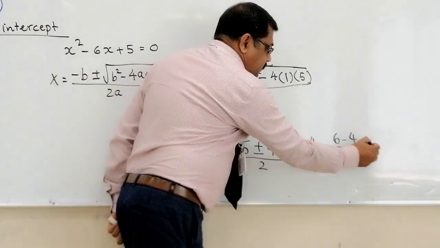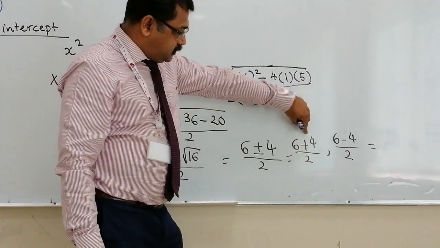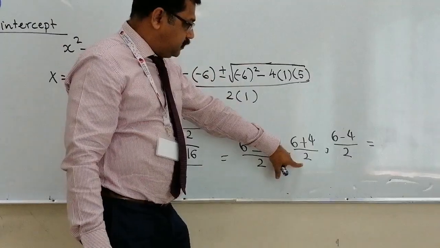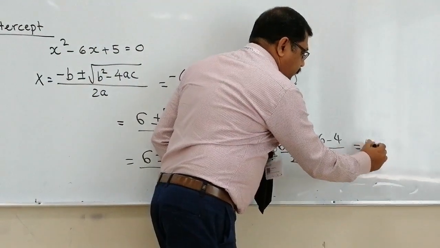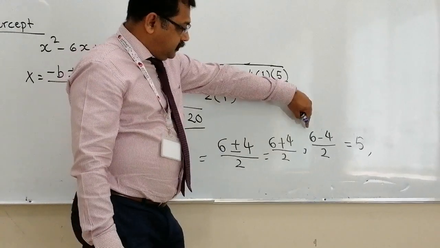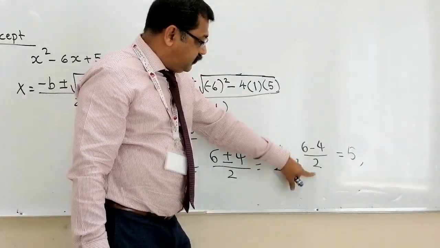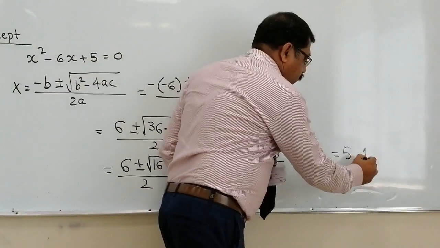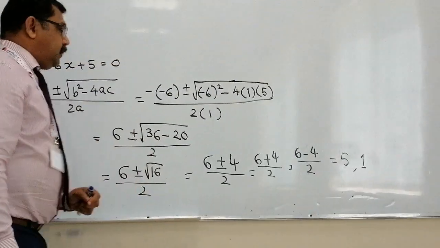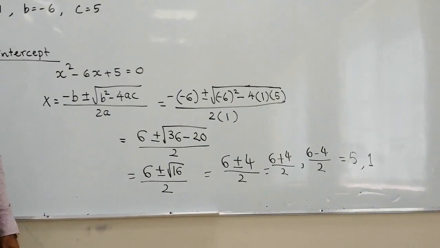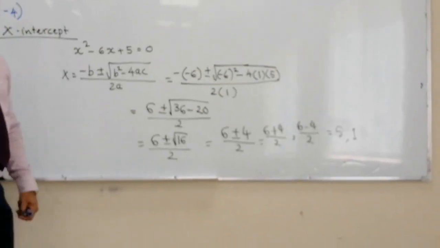So the x-intercepts are, we know 6 plus 4 is 10, divided by 2 is 5. The second one is 6 minus 4, that is 2, divided by 2 is 1. So what we get here, 5 and 1, are the x-intercepts.